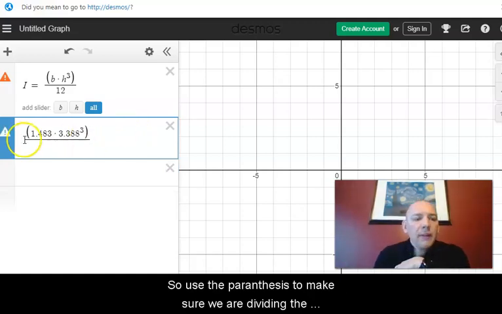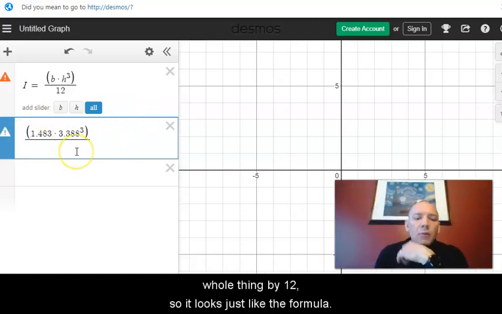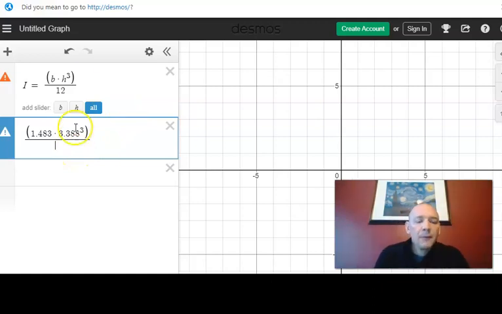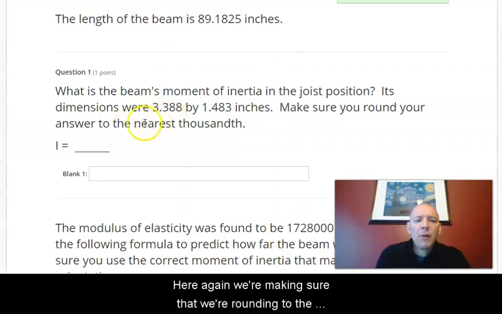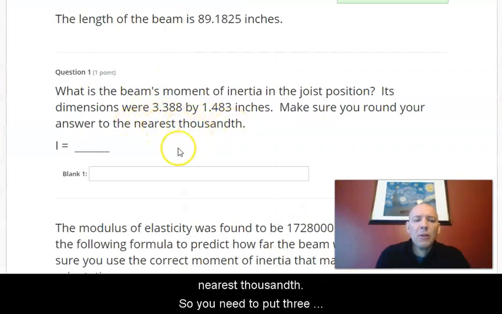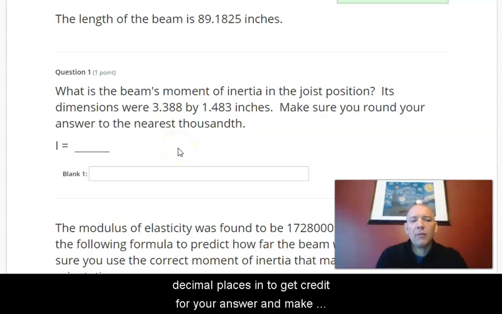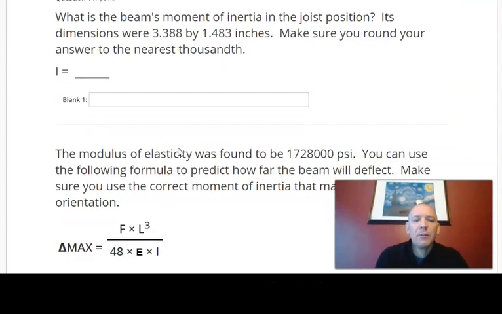So I use the parentheses to make sure we're dividing the whole thing by 12, so it looks just like the formula. And I'll leave that for you to put the numbers in. Here again, we're making sure that we're rounding to the nearest thousandth. So you need to put 3 decimal places in to get credit for your answer. And make sure you round, not just cut off the decimal.